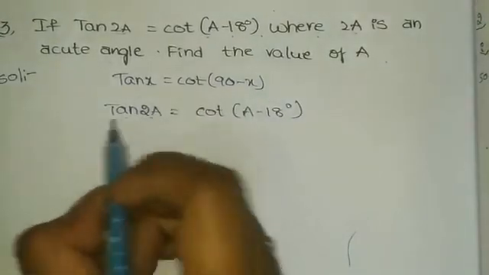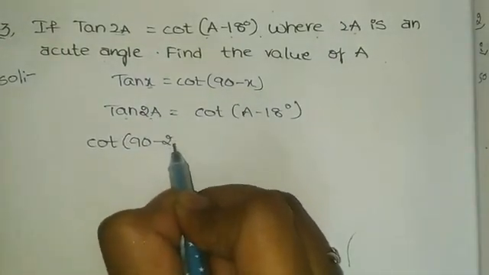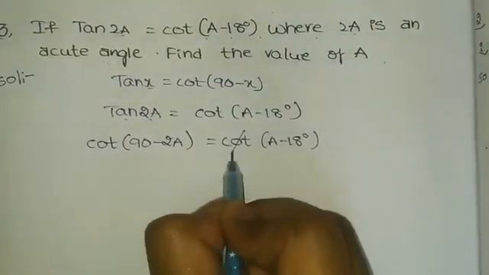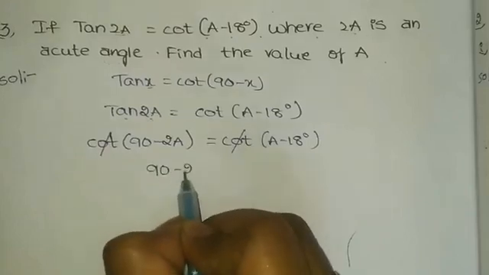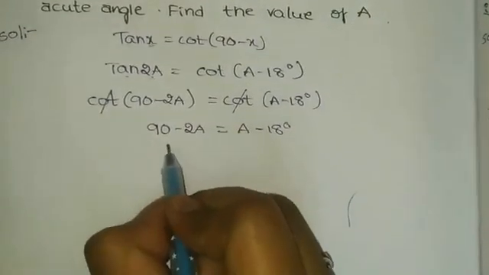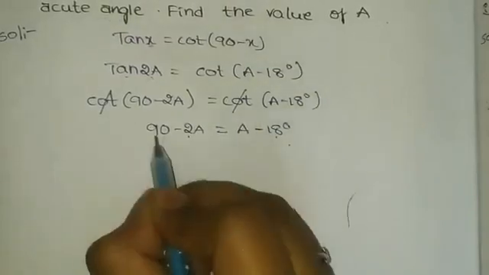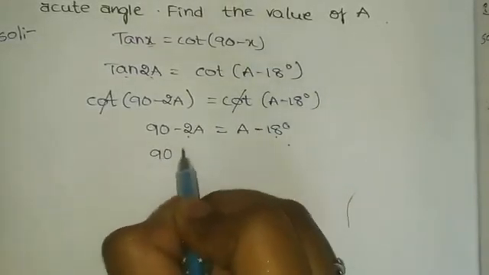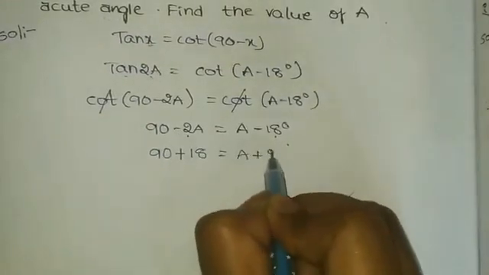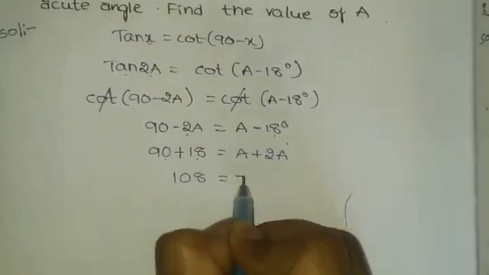Now I can write tan 2A as cot of 90 minus 2A, equal to cot of A minus 18. Cot cancels. 90 minus 2A is equal to A minus 18. Now I am sending 2A this side and 18 this side. 90, here we have minus, it will become plus, plus 18 is equal to A, it will become plus, A plus 2A. 90 plus 18, 108, is equal to 3A.